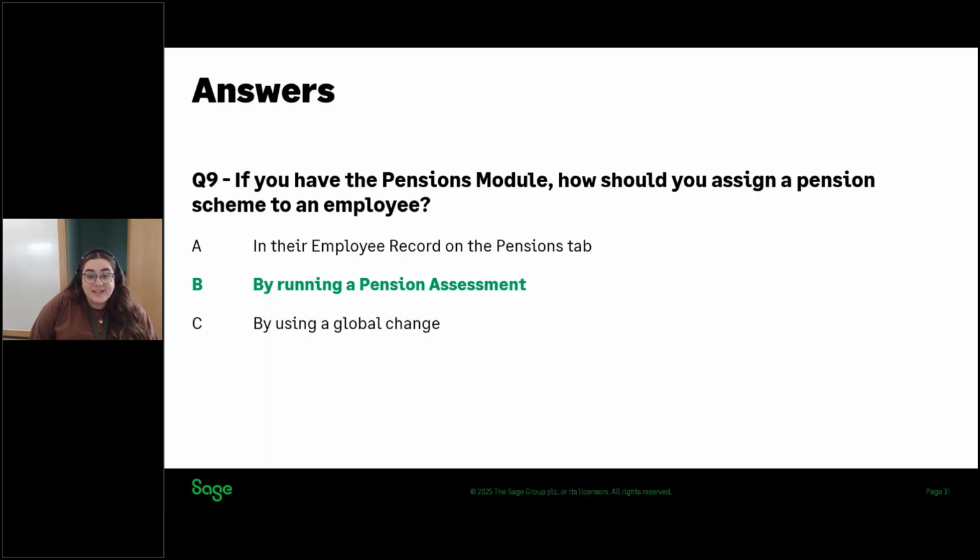And it was B, so it was by running a pension assessment. For those of you using the pensions module, it's really important to let the assessment assess and assign the scheme to your employees, especially if you want to use other features like send pension data and send pension correspondence. But for those of you doing it manually, without the pensions module, that's when you would assign the scheme either in the record on the pensions tab or using a global change. So well done to those of you who said answer B.